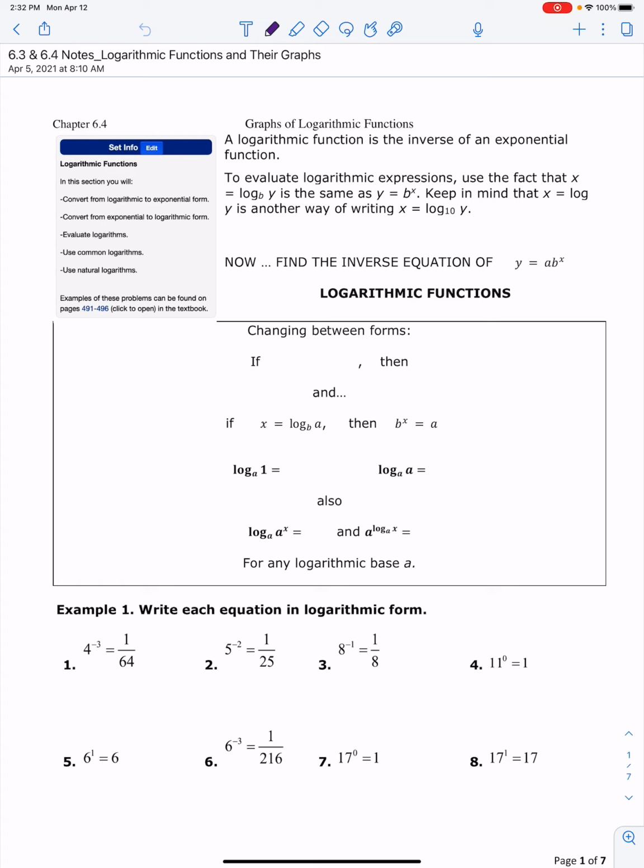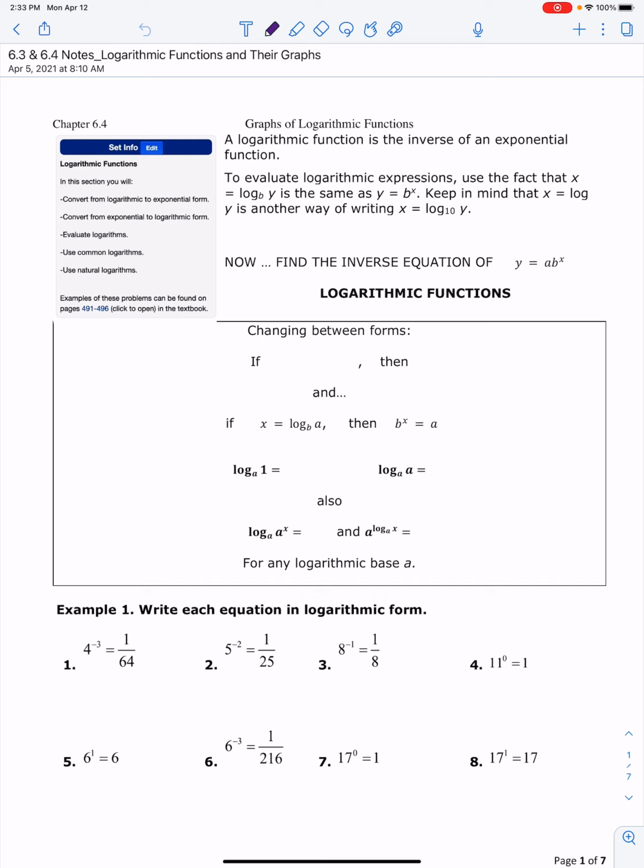These are the 6.3 and 6.4 notes, combined: logarithmic functions and their graphs. So we need a way to undo the exponential function, and that is what we call a logarithmic function. The logarithmic function will return the exponent.